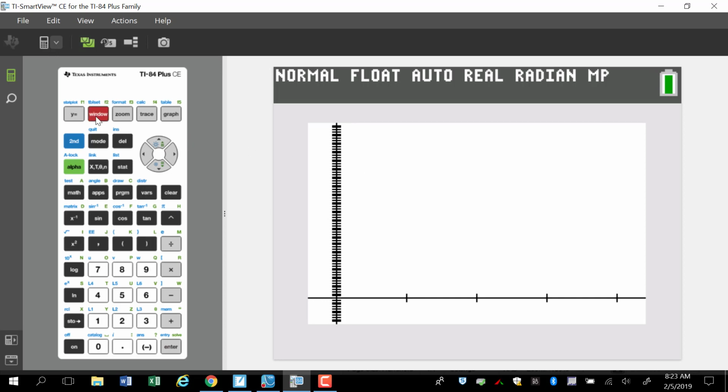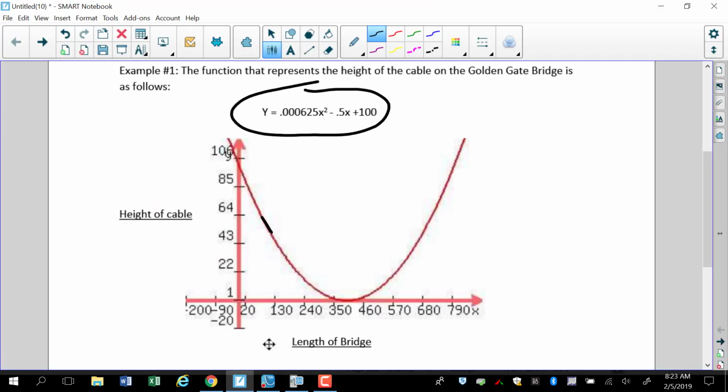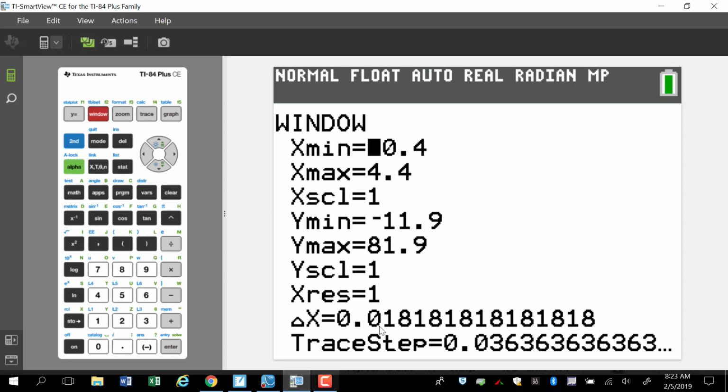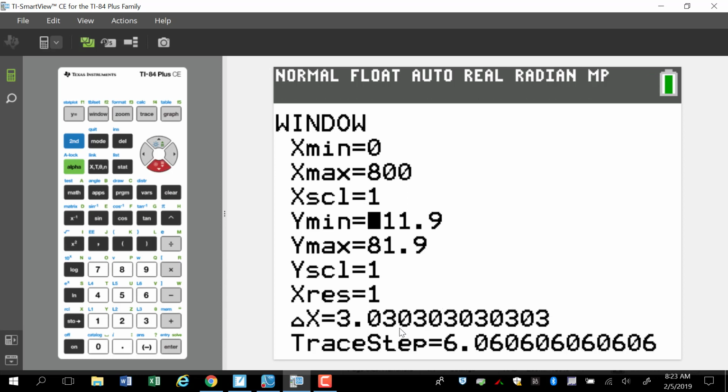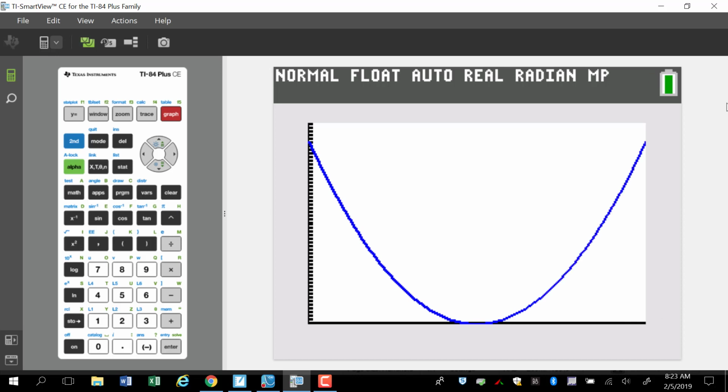So we're going to go to our window, which is our Window button, and do the same thing we did on the Inspire. If we go back and take a look at the graph, you notice it goes from 0 to 800 on the X-axis, and on the Y it goes from 0 to a little over 100. So I'm going to do, say, 110 for my Y maximum. Now when you hit graph, it appears.